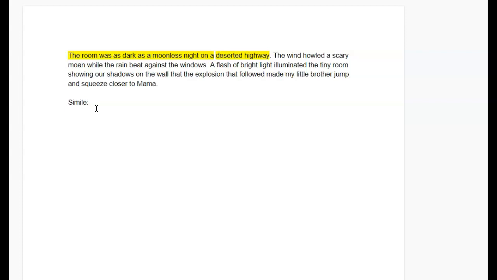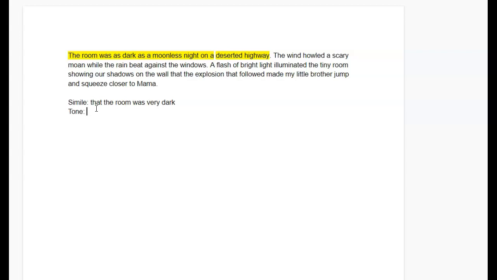So the room was as dark as a moonless night on a deserted highway. When I stop to think about that, I'm thinking moonless. That means no moon. And if you ever drove down on a highway at night or even a street at night with no moon, no light, it's pretty dark and you need a light to see. So this sentence is basically saying that the room was very dark.